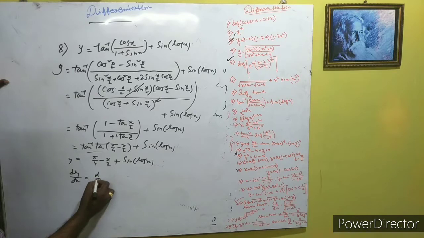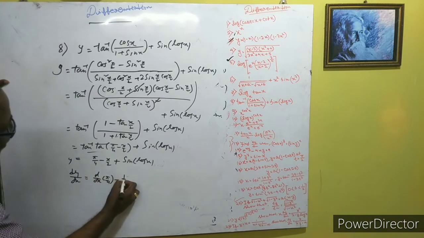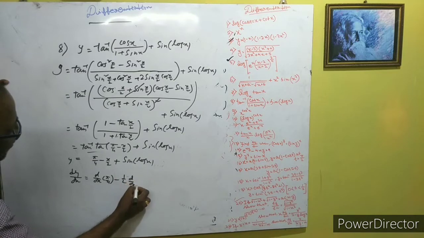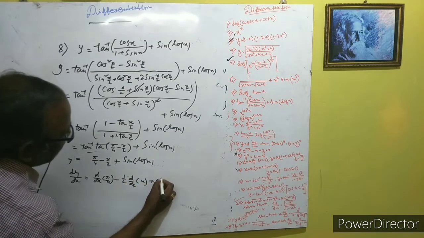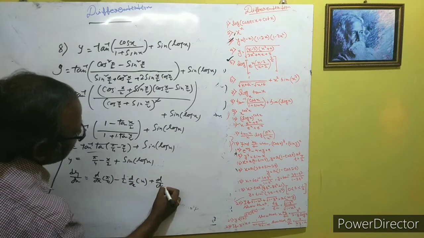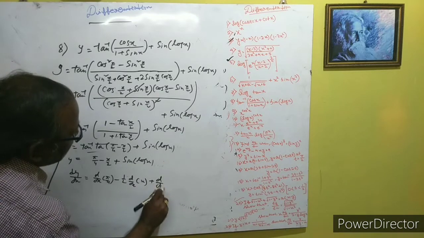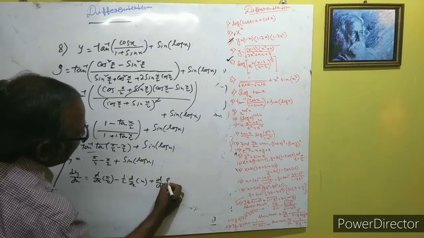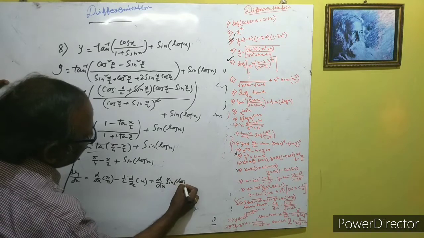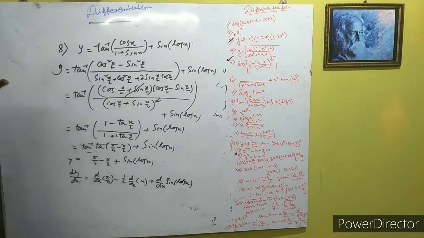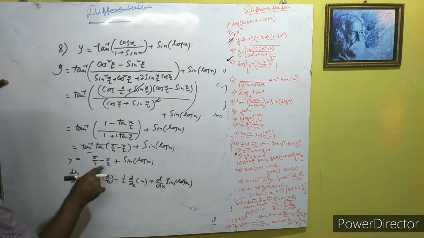So this is d/dx of the constant pi by 4, and then half into d/dx of x, and again d/dx of sine of log x. Okay, this is a constant here. So see, this is half into x.